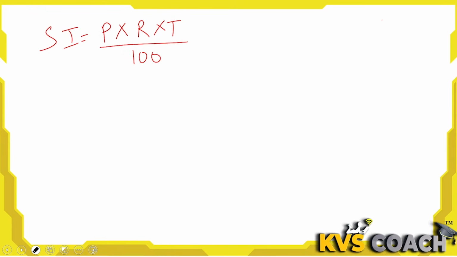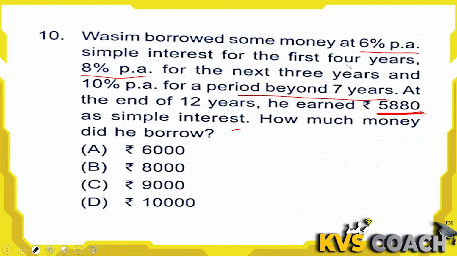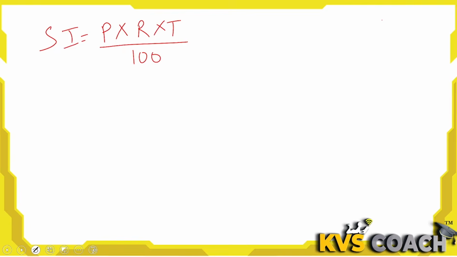Now we have to find out simple interest for the period. For the first 4 years, he got 6% per annum. So SI, simple interest, for the first period: the principal amount is P, the rate is 6% per annum, and the time is 4 years, then divided by 100.